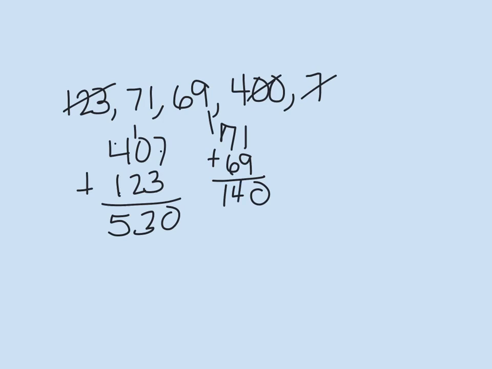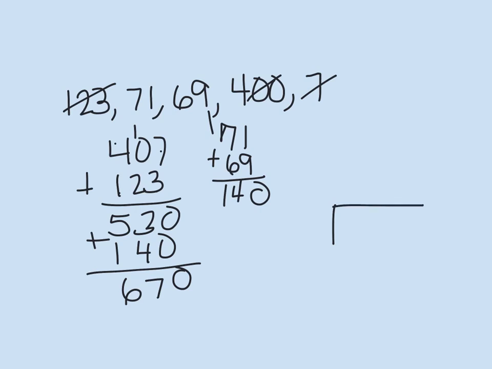So I get 140, 140. I'm going to add those together: 0, 7, 6. Since I'm just making up numbers, I doubt this will end up evenly. You go 670 divided by 5.